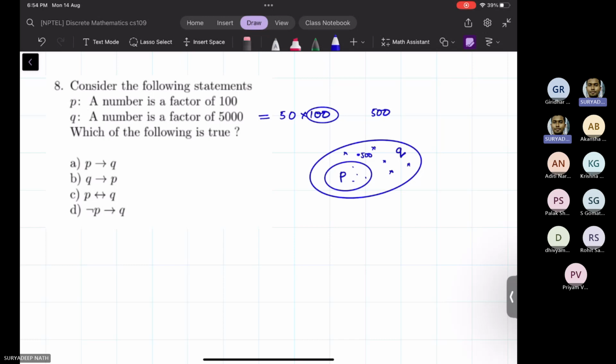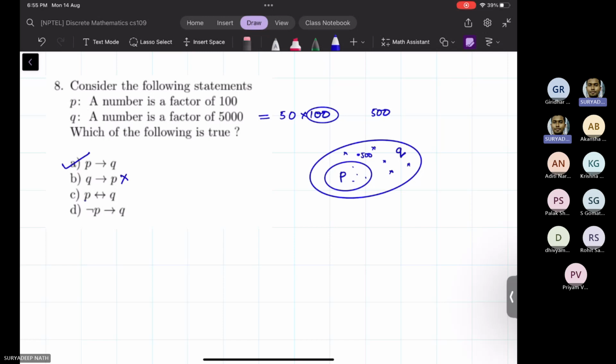So therefore P is the smaller set which is wholly contained within Q, and therefore P implies Q is the right answer. Q implies P would mean that Q has to be the smaller set, so B is not correct. C says P and Q are equivalent. Is it a double implication? No, because then the sets would have to be of the same size.